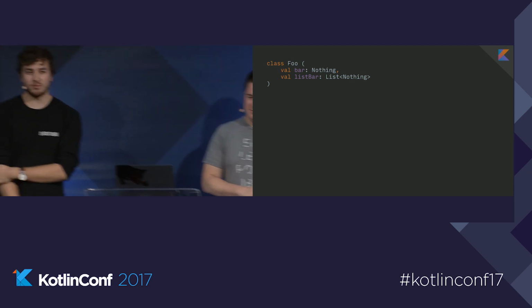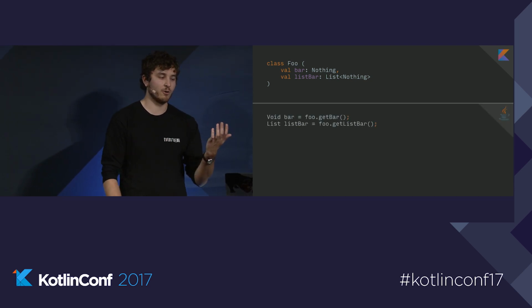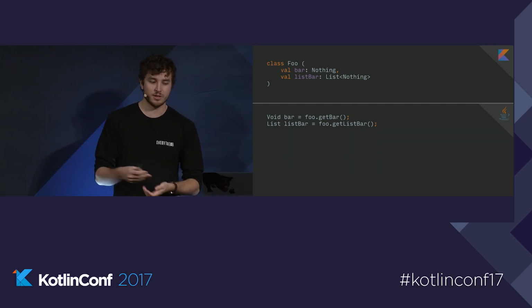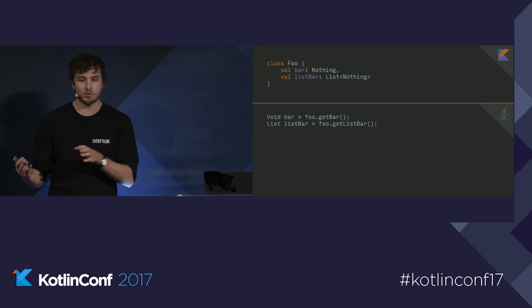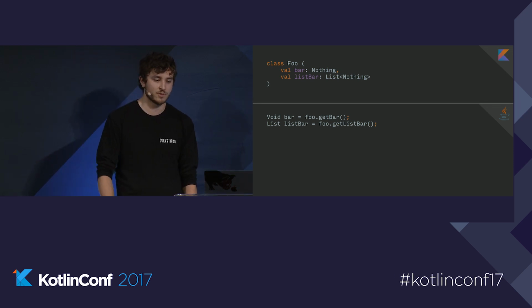And then finally, something to be aware of is the nothing type. If you're exposing the nothing type at all, just know what it's going to turn into on the Java side. If you expose nothing on its own, it's going to turn into void. And if it's a parameterized type, then it just becomes the raw type. So your list of nothing in Java is just going to be a straight list.